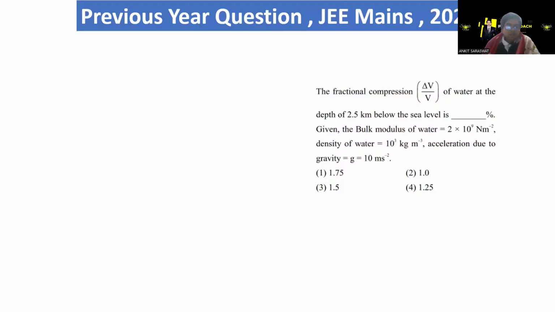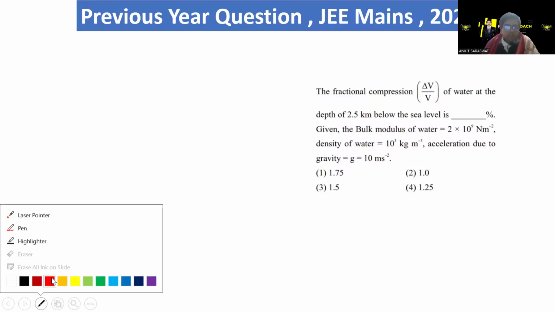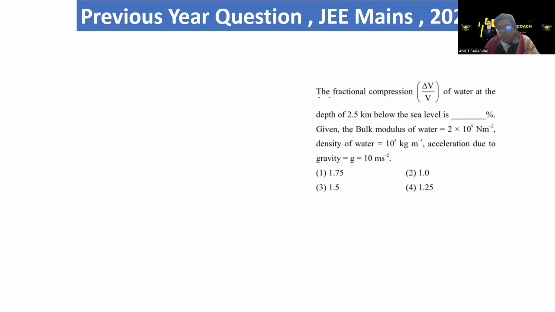So hi everyone, look at this question. The fractional compression of water at a depth of 2.5 kilometer below the sea level is... First of all, understand the meaning of the question. What is bulk modulus? Actually, bulk modulus is minus delta P by fractional decrease in volume.